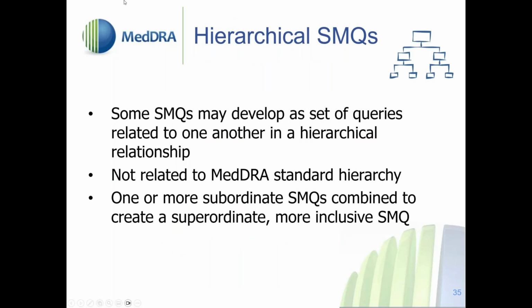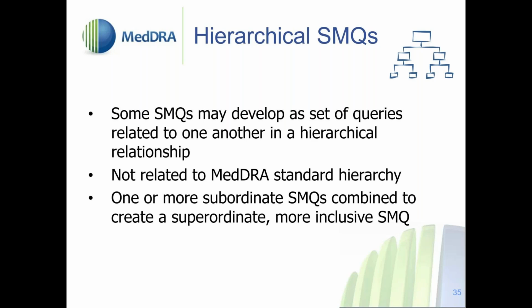What about hierarchical? Hierarchical SMQs are areas of interest or medical conditions that are such a broad topic that it's not really practical to lump all the relevant terms under a single SMQ. So in these cases, we create sub-SMQs, a series of queries that are related to one another, but in a hierarchical relationship. So if you run the parent SMQ, you find everything below it. But you can limit yourself to one of these subordinate SMQs to be more specific. The hierarchy provides flexibility for you as an end user.